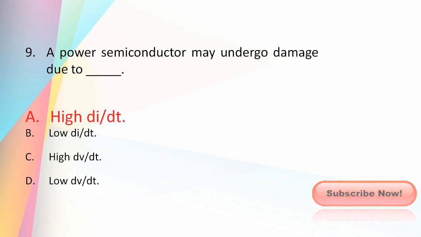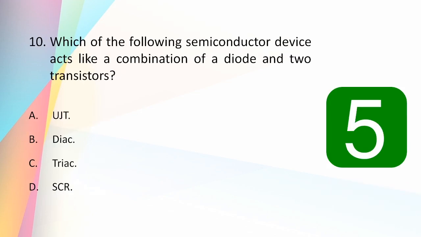If the rate of rise of anode current is large as compared to the spreading velocity of the carriers across the cathode junction, a local hotspot will be formed near the gate connection on account of higher current density, and this may cause the junction temperature to rise above the safe limit, and as a consequence the semiconductor device may be damaged permanently. So high dI by dt may damage the power semiconductor device.